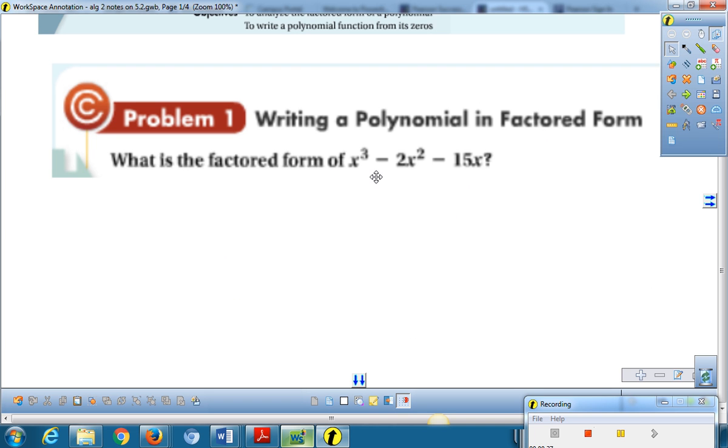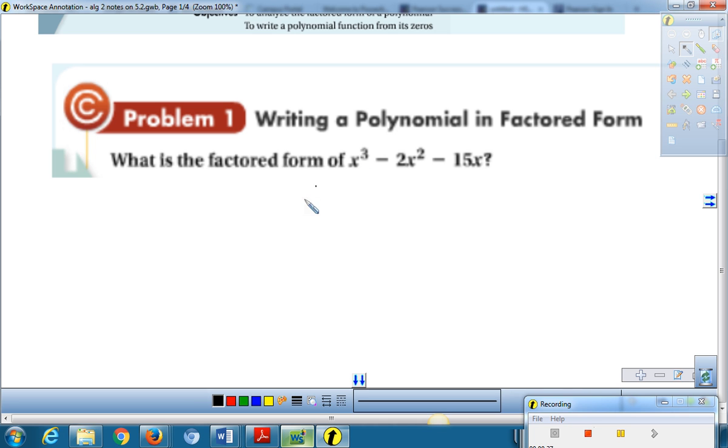Okay, so what is the factored form of this polynomial? Notice it's not a quadratic this time. It is a cubic, and how would we classify it? A cubic trinomial. To write it in factored form, we use our factoring techniques. What is the first factoring technique we always look for? Greatest common factor. What can we pull out of all three of these terms?